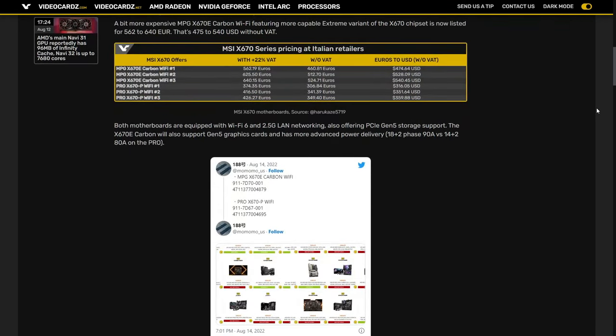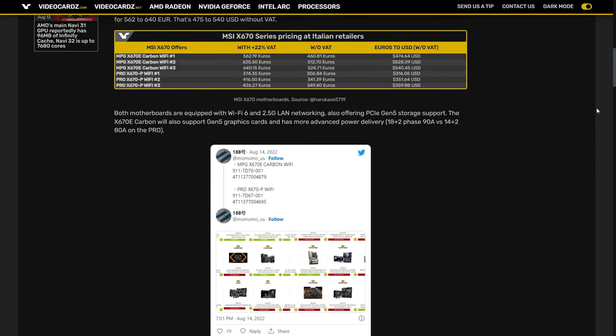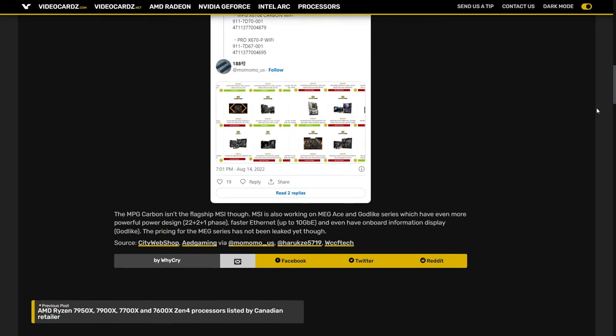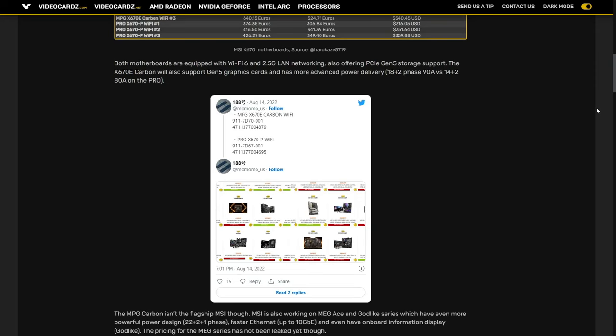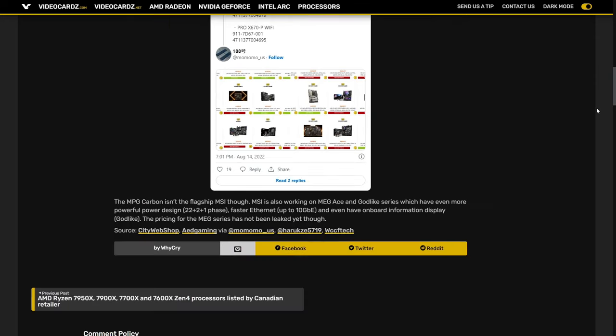And then both motherboards are equipped with Wi-Fi 6 and 2.5 gigabit LAN networking, also offering PCIe Gen 5 storage support, and the X670E will also support PCIe Gen 5 graphics cards and has more advanced power delivery of 18 plus 2 phase 90 amperes versus 14 plus 2 80 amperes on the Pro. So slightly better power delivery and slightly better PCIe lanes for the graphics card, and that's the upgrade over it.